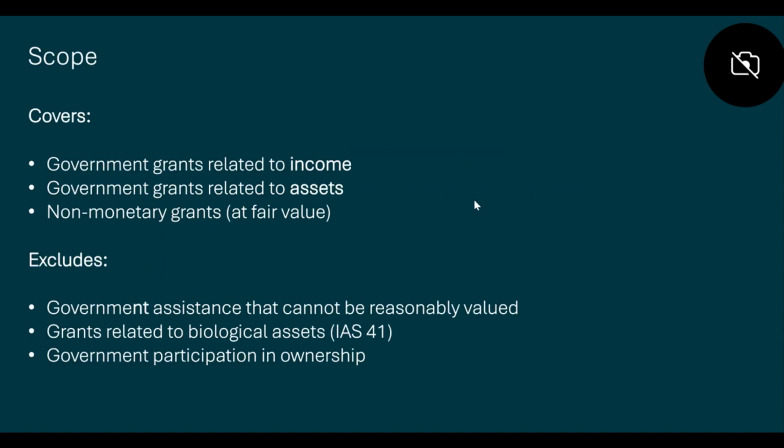Here we have the scope. In the scope, we will discuss what IAS 20 government grant includes and what it excludes. So it covers government grants related to income, government grants related to assets, and non-monetary grants. What it excludes: government assistance that cannot be reasonably valued, grants related to biological assets under IAS 41, and government grants in the form of participation in ownership.